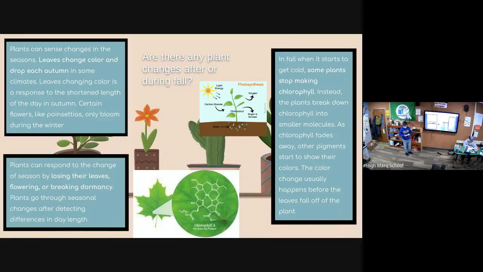Are there any changes to plants during or after fall? Leaves and plants can sense changes and stop making chlorophyll. At this time, instead, it breaks down into smaller molecules. Other colors fade away. It happens before the leaves fall off most of the time.